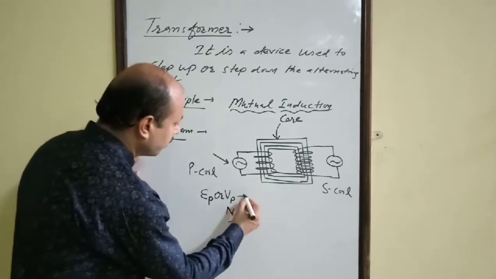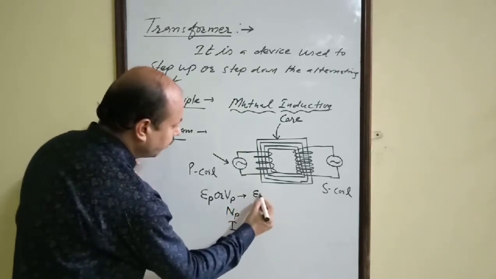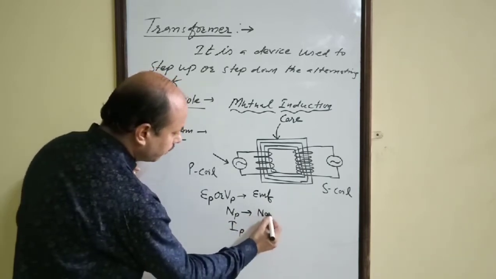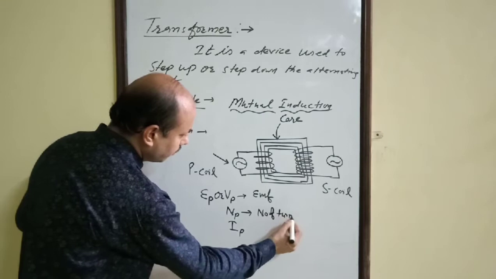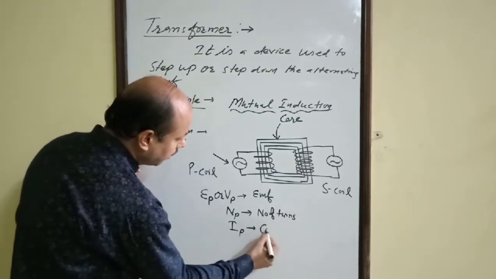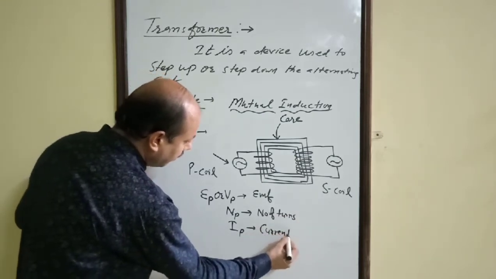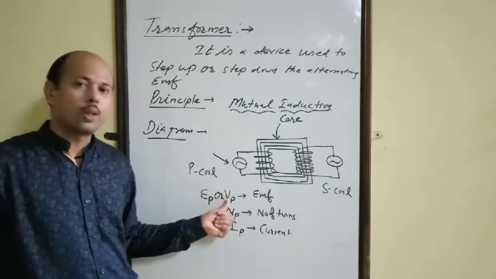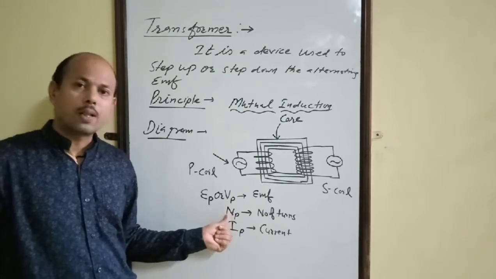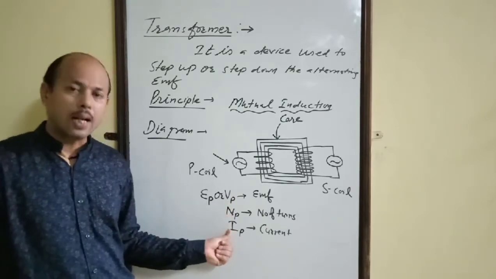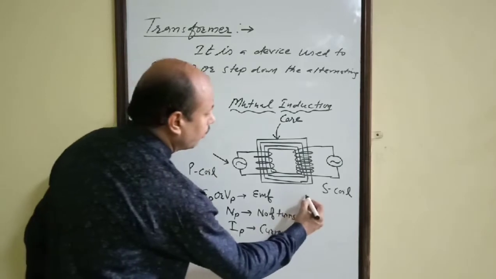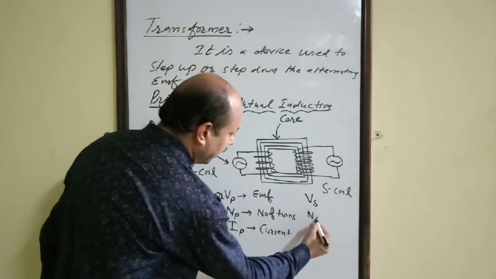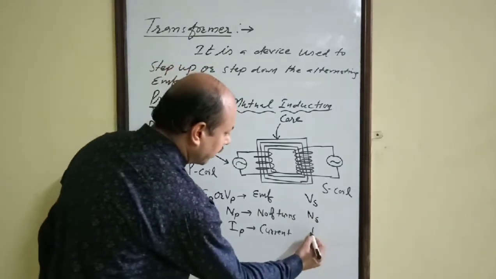VP is voltage, or we can say EMF. NP is the number of turns, and IP is current. These three values are for the primary coil: primary coil voltage is VP, number of turns NP, current is IP. For the secondary coil we can write similarly VS, NS, and IS.